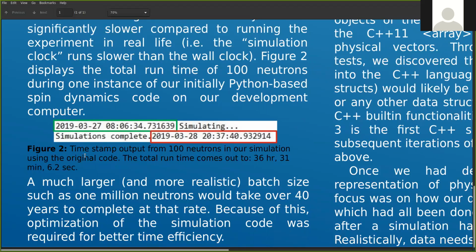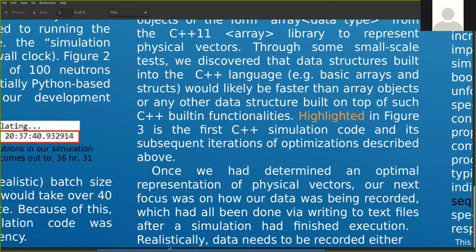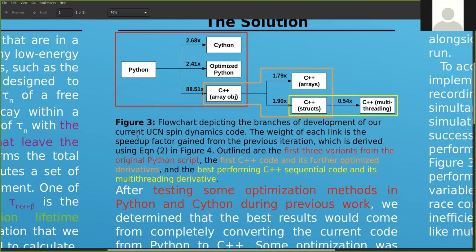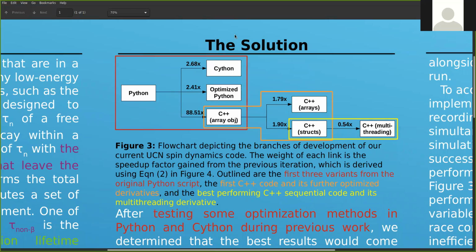Part of the reason the code is so slow is due to the complex calculations involved, of which there are hundreds in just one time-step iteration to determine a UCN's position and spin. I'll be using the flowchart that you're now seeing on the screen to reference the different versions of the simulation code I created during development.